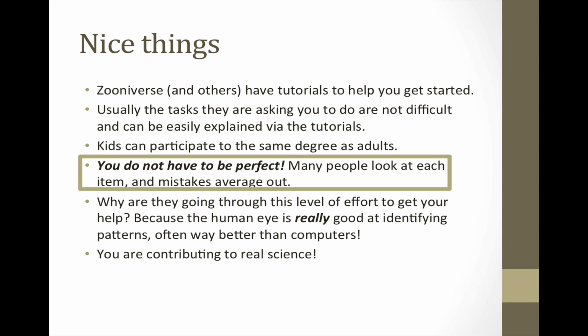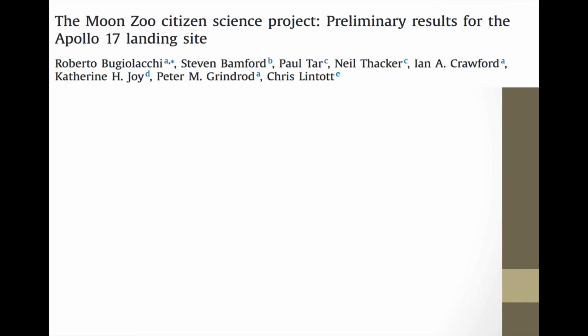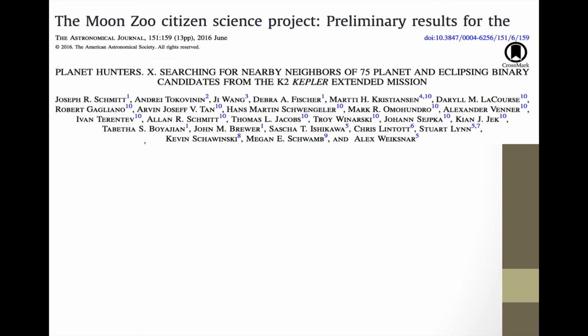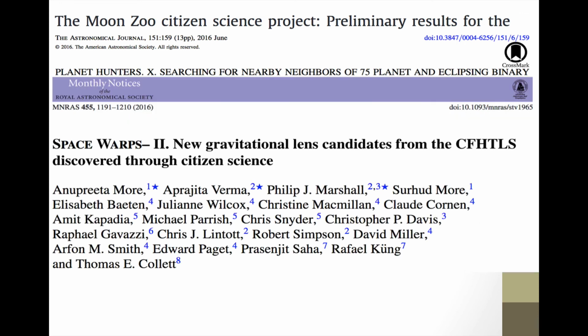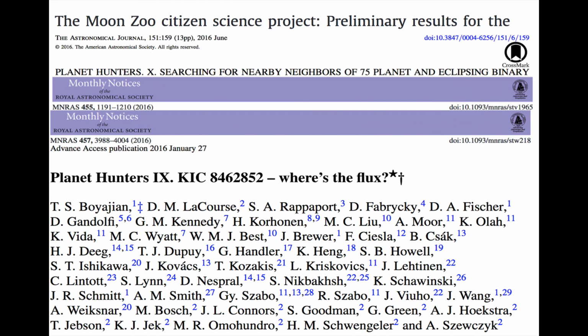And you are contributing to real science in the sense that it does produce real journal articles. These are just some of the journal articles that have come out of some of these citizen science projects. And you notice some of these have really long author lists. That's because they're including all of the amateurs who helped with this citizen science project.